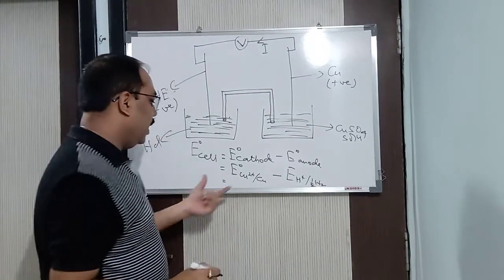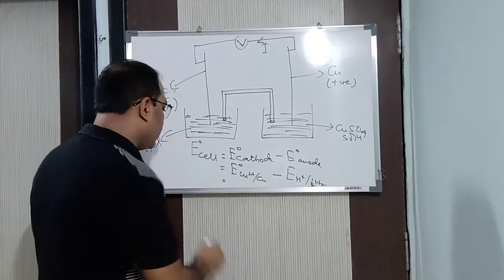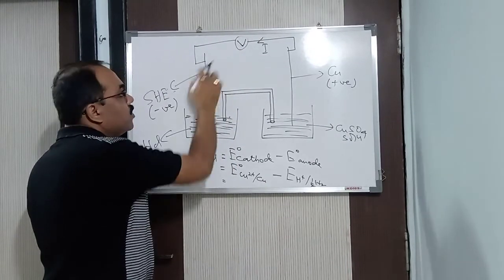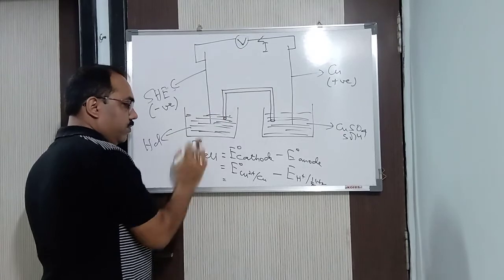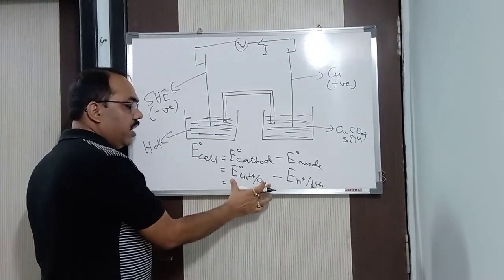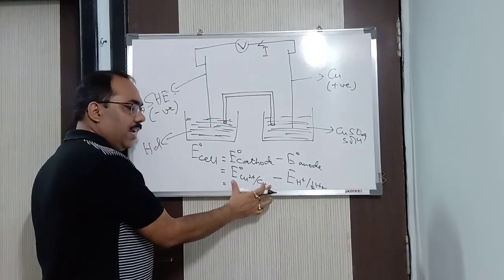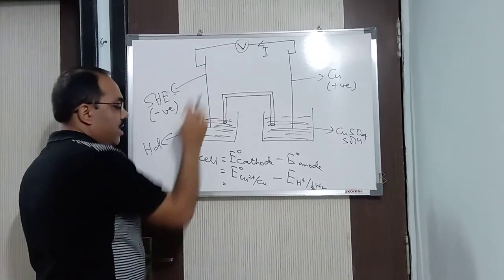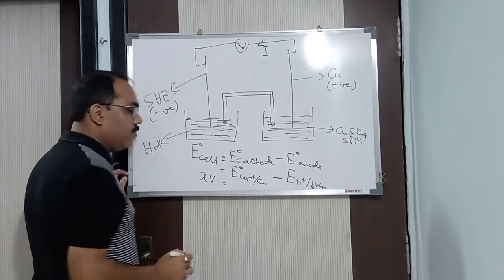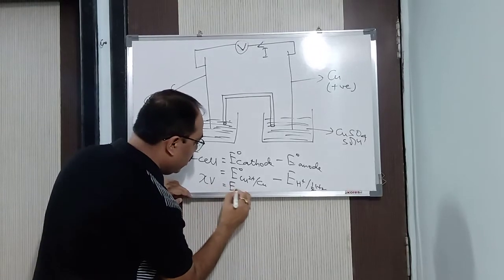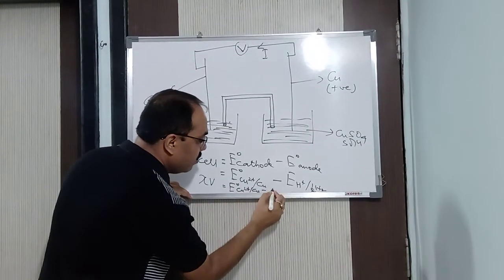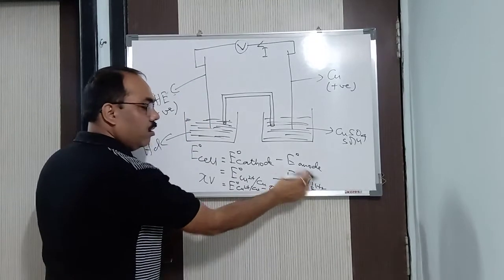Now E0 cell, what is that? It is the standard EMF of the cell, which will be shown by this voltmeter. You need to calculate the electrode potential of copper, this particular cathode. But what this shows is, let us say, X volt. I am putting it. Now this is E0 of Cu2+/Cu, and this value, the SHE, is 0.